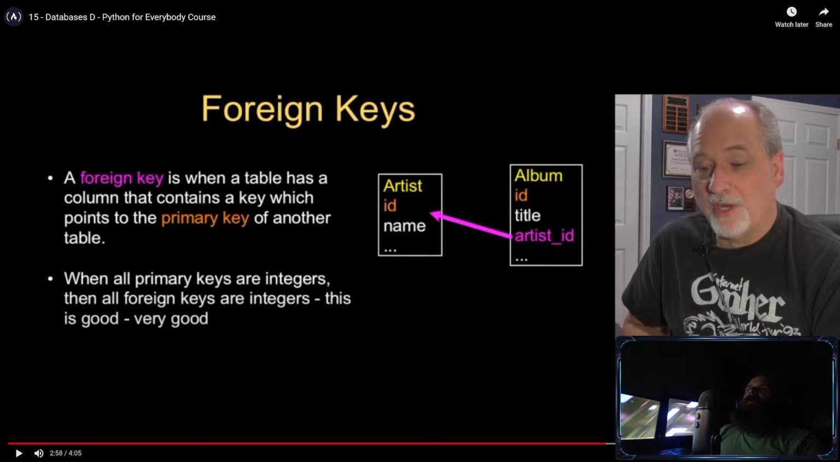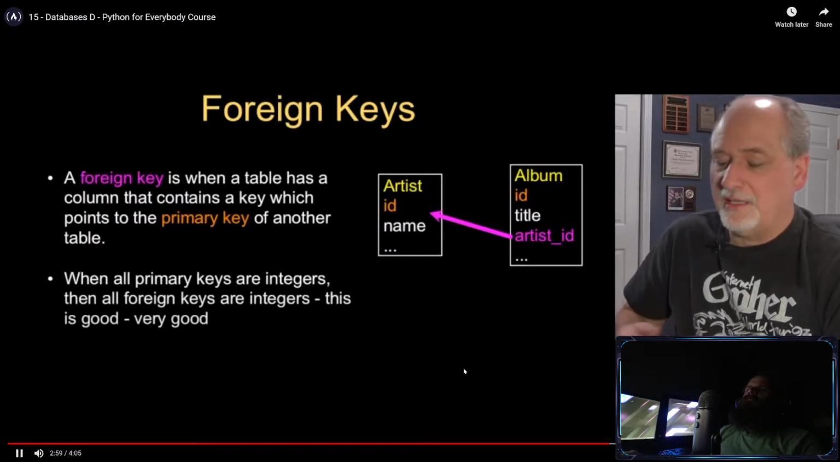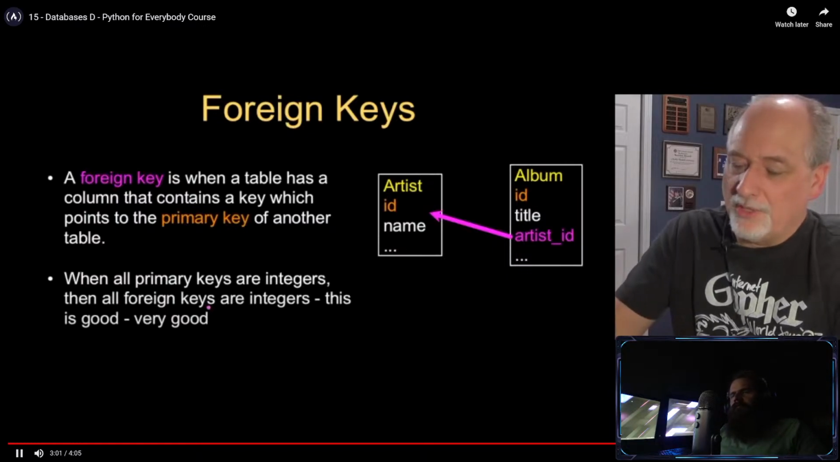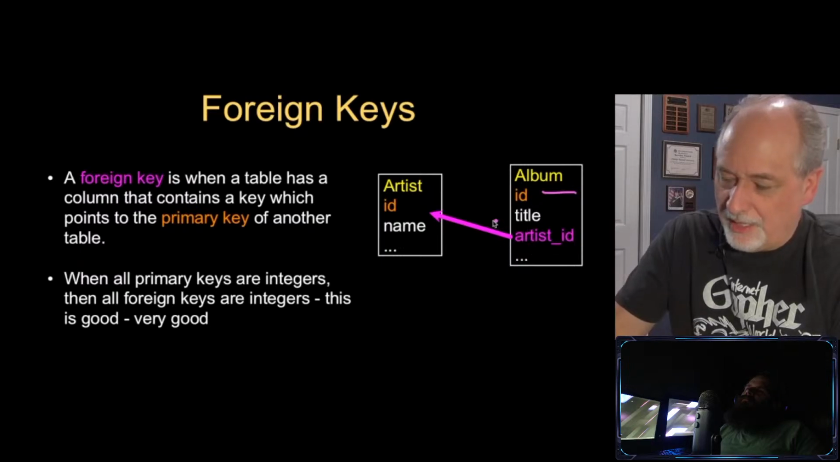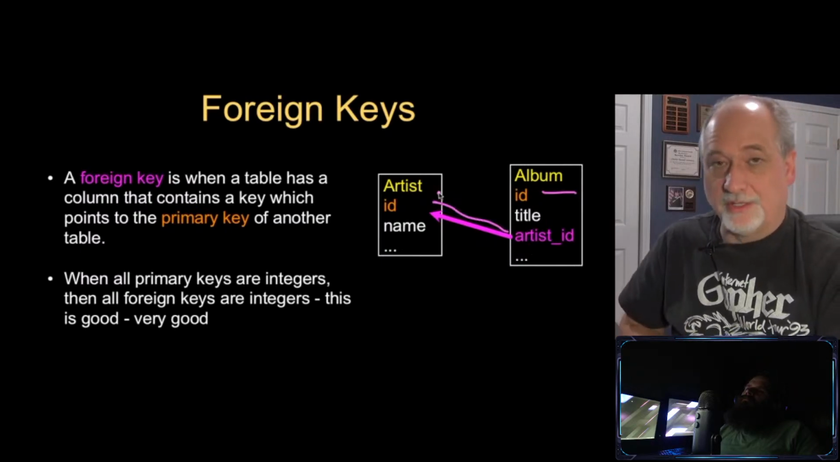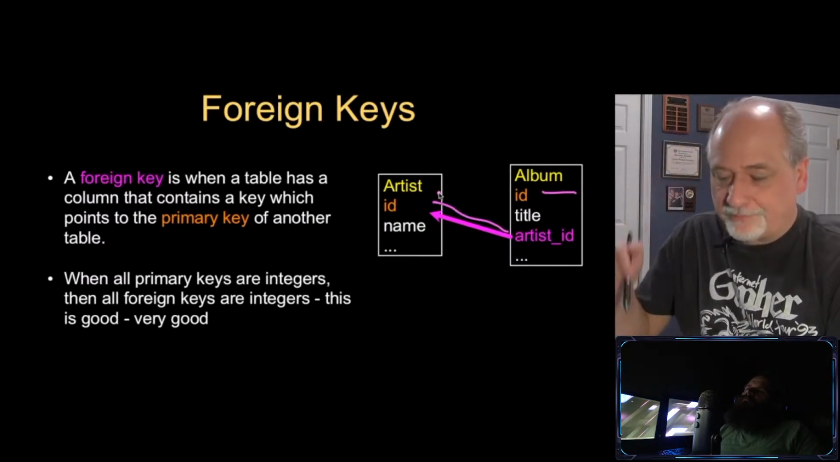Artist ID, name, album ID, title, artist ID. So that points over here. A foreign key is a key that is really pointing at a row in a different table. And so we have the album has a primary key for it, but the artist underscore ID points to a row in the artist table, as we will soon see.